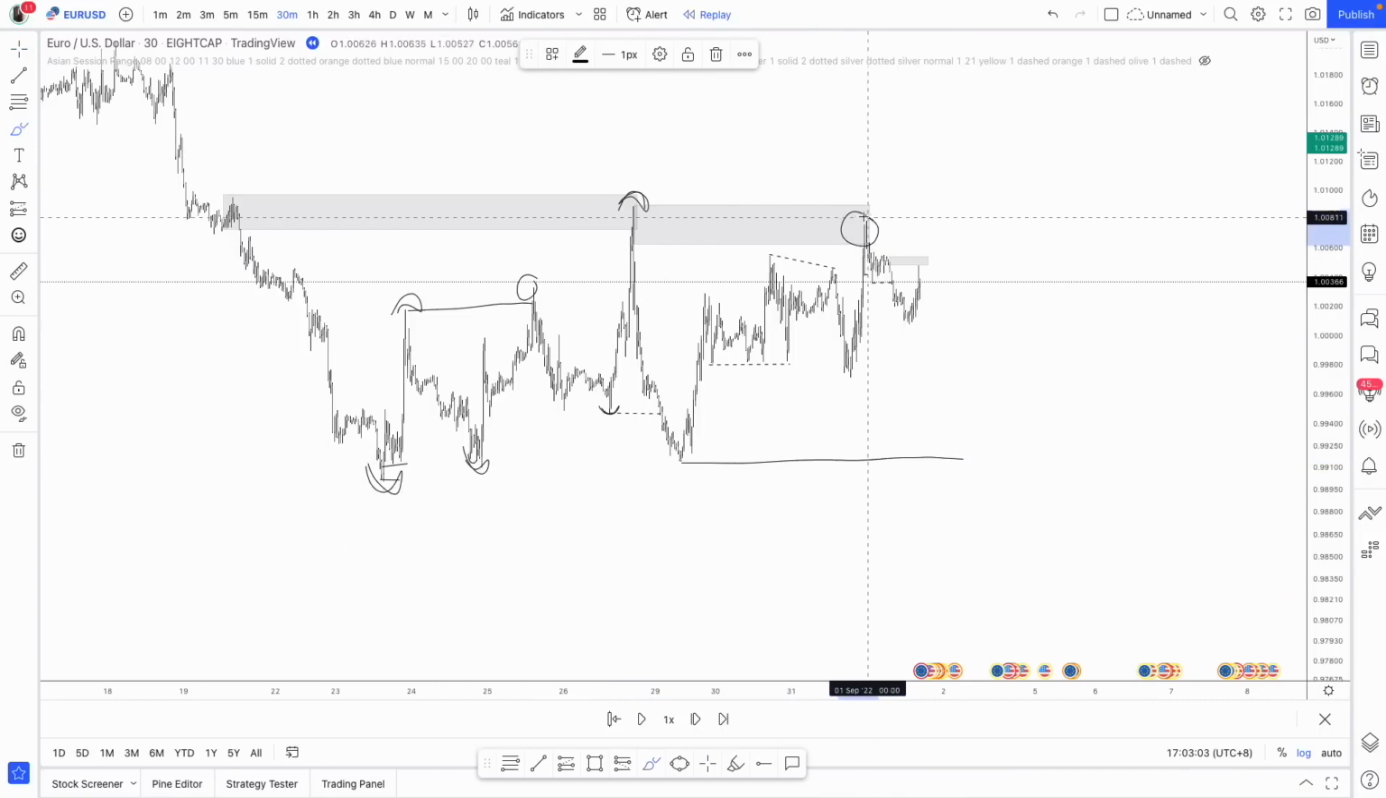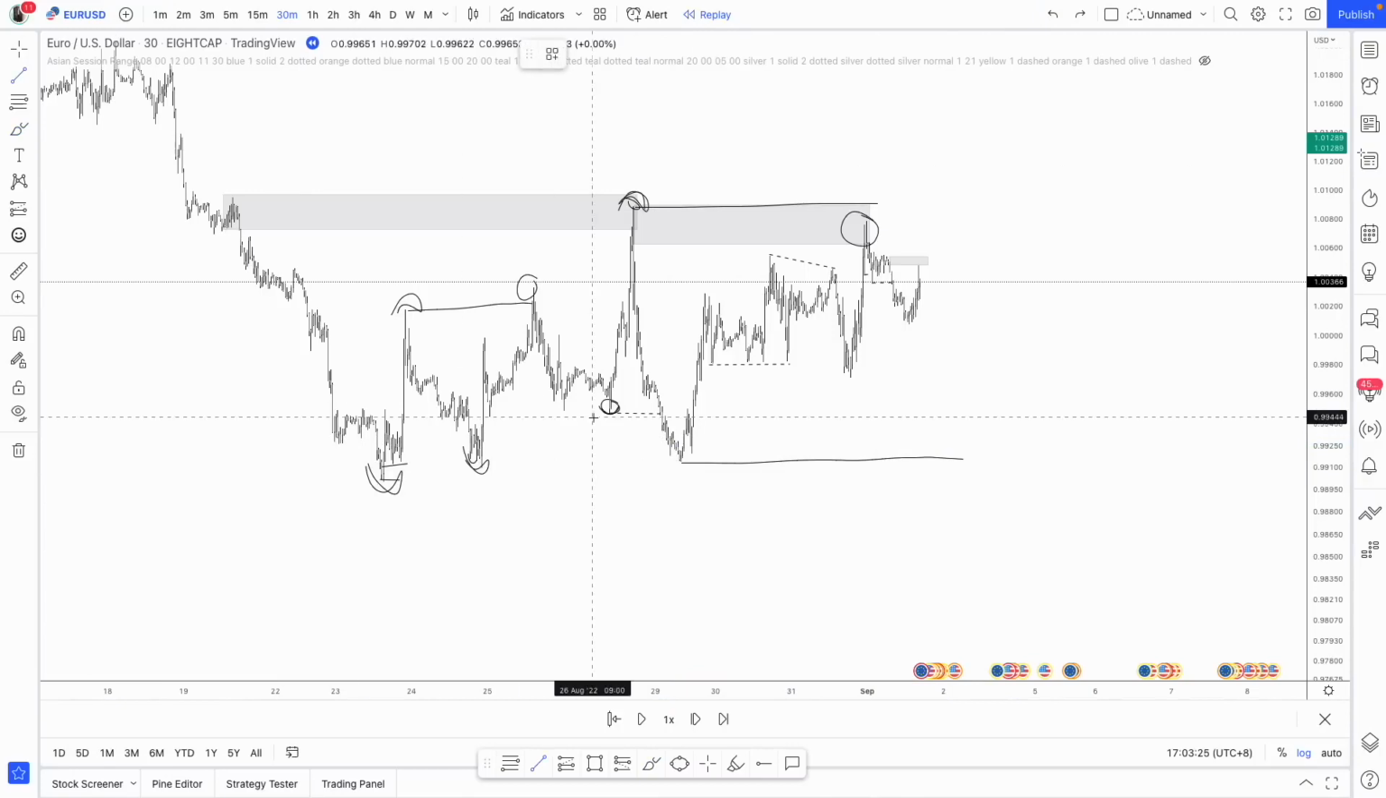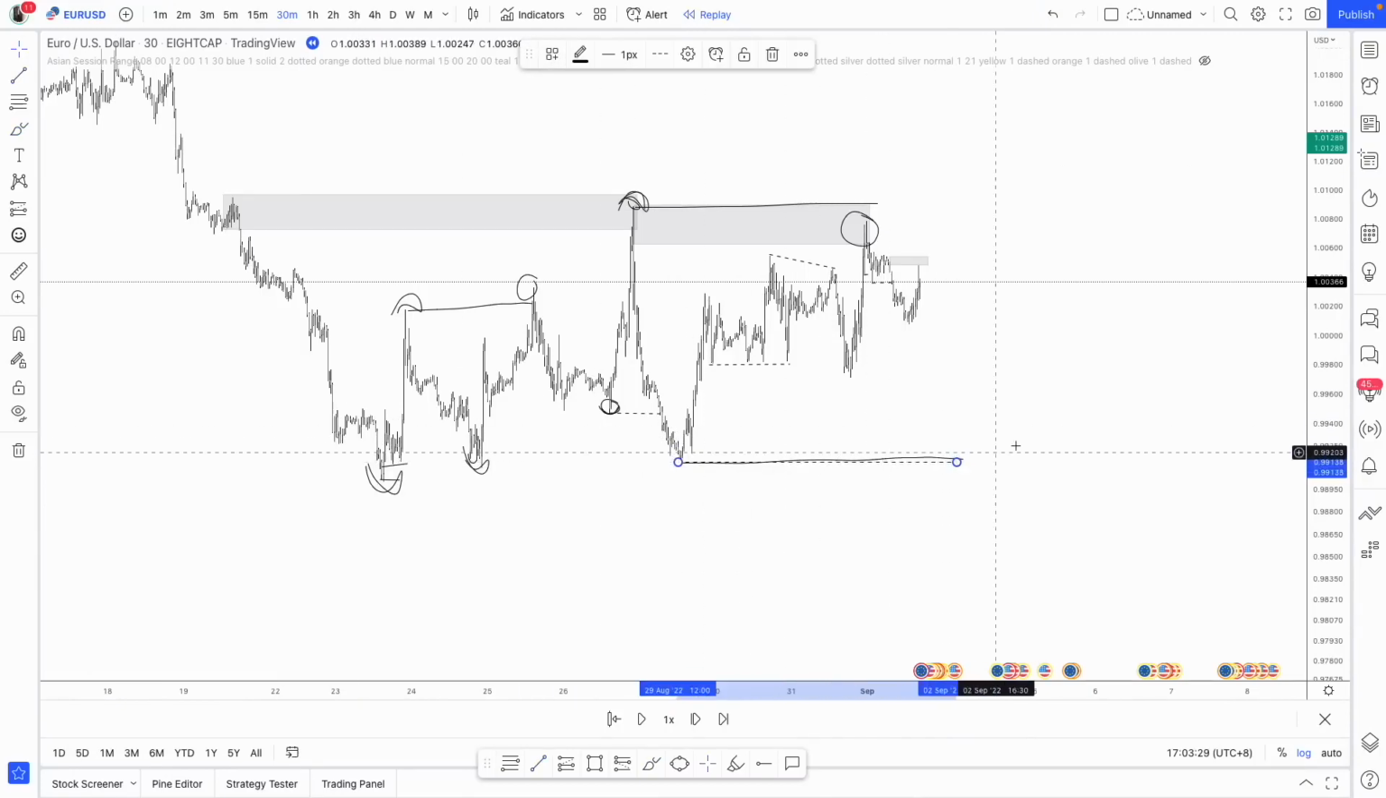It fails. It doesn't take out the high. This is a strong high because it breaks an important low. This is a weak low because it fails to break an important high. We now know that the price is going to come and take out this low. And so we know we need to get involved in a trade, and we're going to trade it and ride it down to this low.